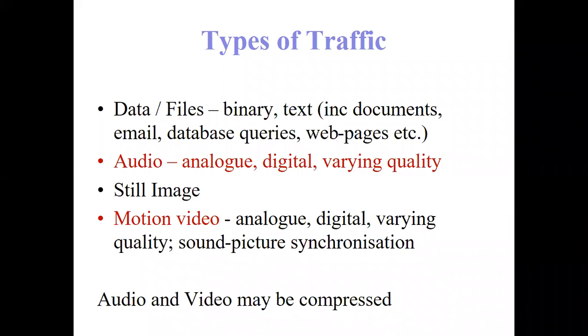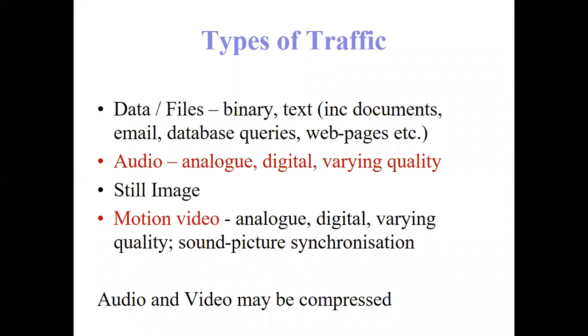Types of traffic. We have data or files. Actually, these can be binary, they can be text. We all know that a computer only understands zeros and ones. It understands binaries, but the text is coming in because text is what we read. It's a human readable form. Otherwise, we are reading like this.